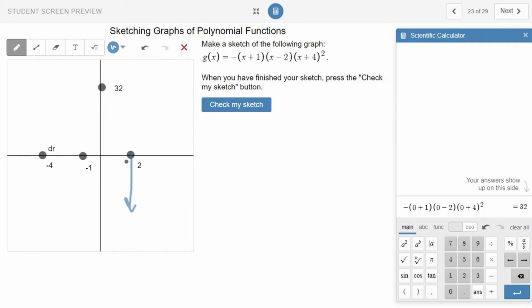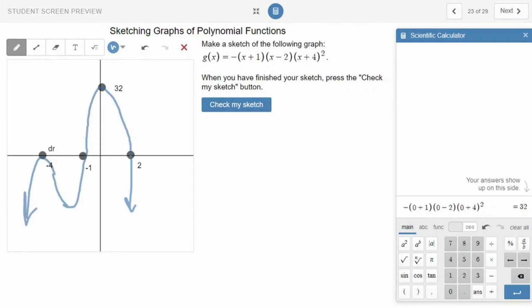And now I'm going to connect my points. We'll go this way, and then this way. I'm kind of struggling again. There we go. Double root bounces. And that's what it should look like.